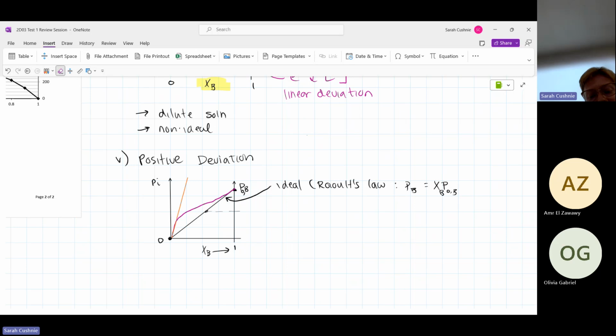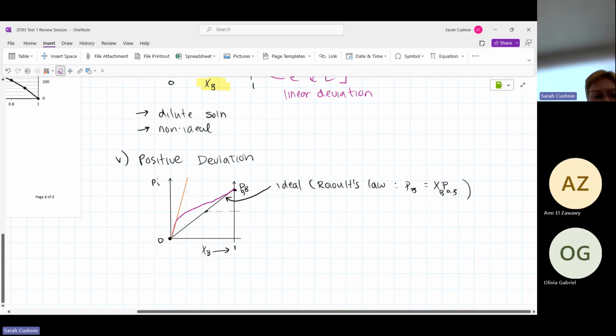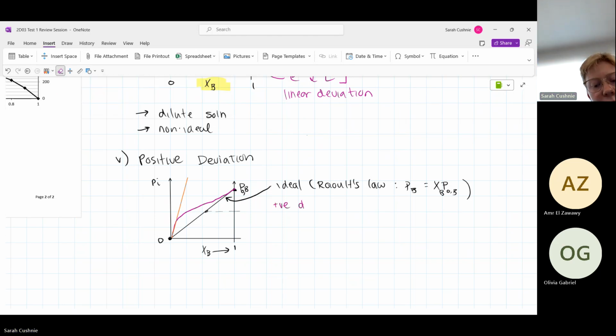So basically, this is just Raoult's law, right? Essentially, this is saying we go in a straight line from 0 to the pressure of B. I am unmuted, right? Just want to make sure. Yeah, the pressure of B when we are only B in the solution. Here, however, we have positive deviation. We know that it's positive deviation because it's above the ideal case. The pressure is greater than ideal.